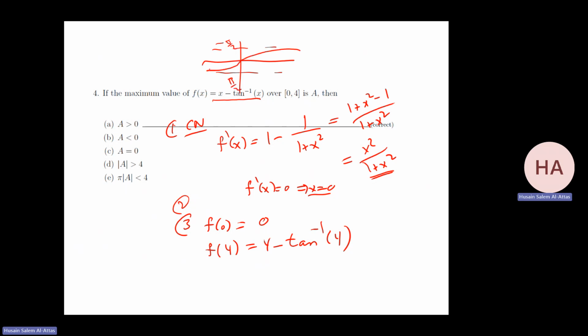So tan inverse of any value cannot exceed pi over 2. Pi over 2 is almost 1.57, which is 3.14 over 2, less than 2. So this for sure is less than 4, so this is positive. And this is my A, by the way. So A should be positive, and it cannot be greater than 4.